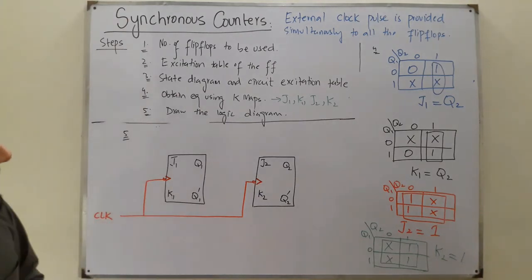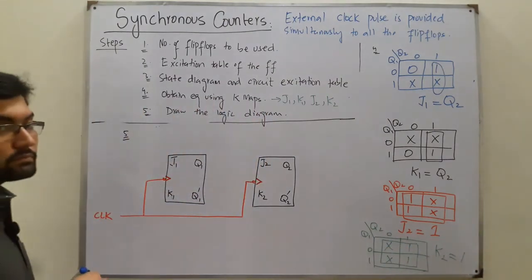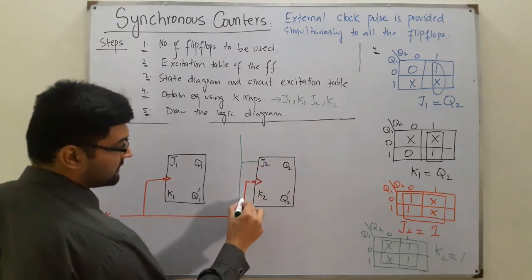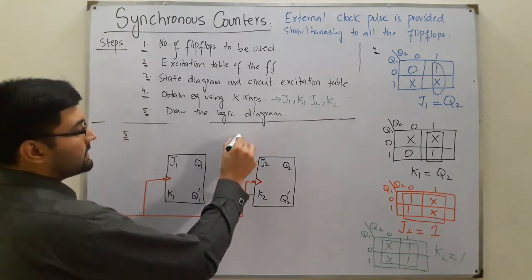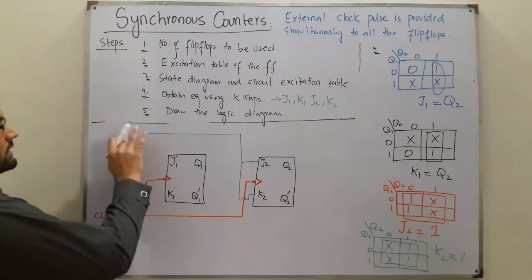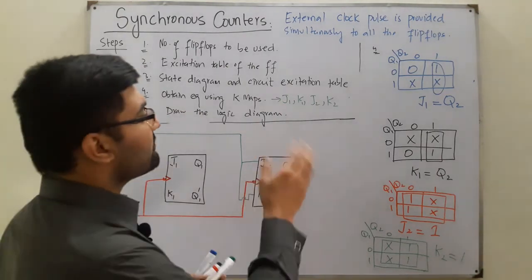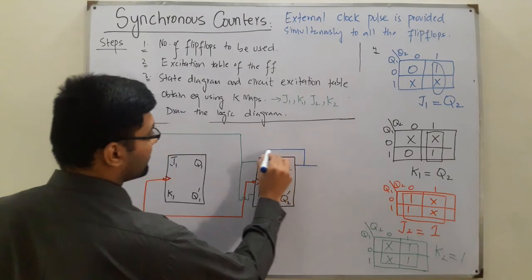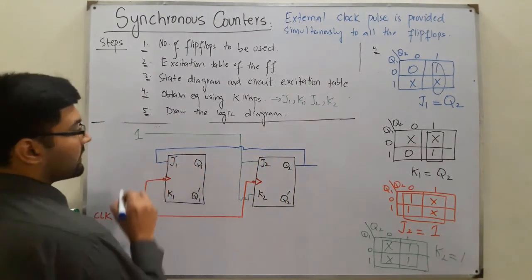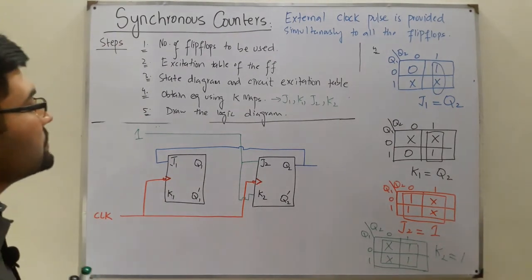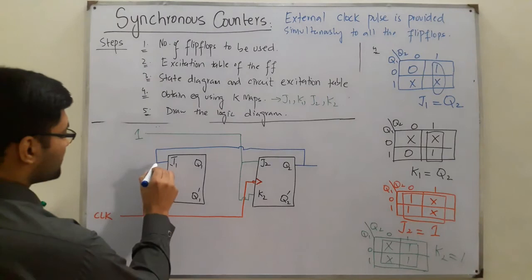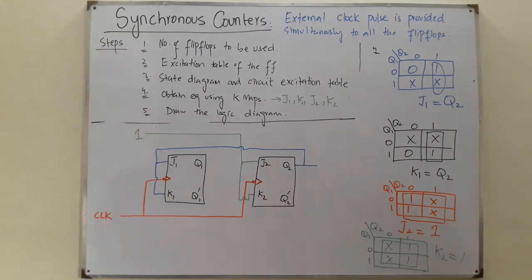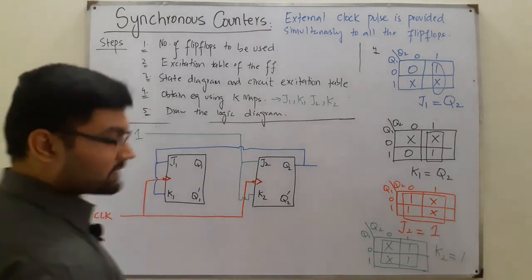All right, now J2 and K2 are both 1. So you provide them a logic 1. All right, this is your J2. This is your K2. They are both provided a logic 1. All right. And then for J1, J1 is equal to Q2, all right? So you take the Q2 from here and you give it to J1. And for K1, you have Q2 again. So K1 is also equal to Q2. So this is the final circuit diagram. So this is the 2-bit synchronous up counter that we have designed.